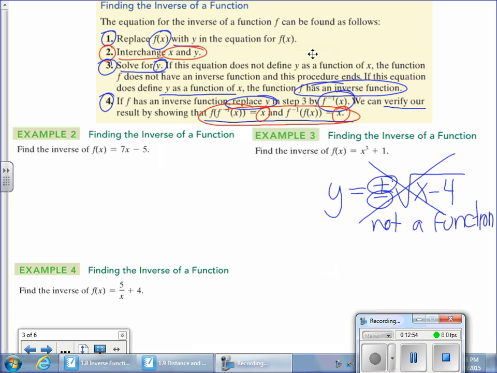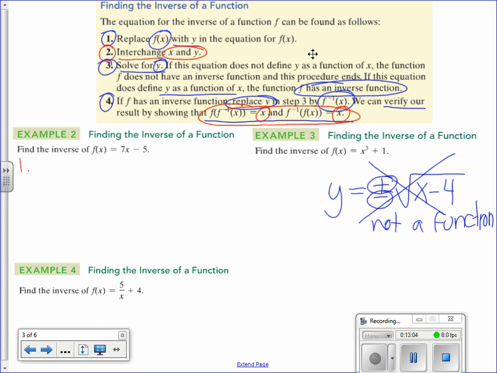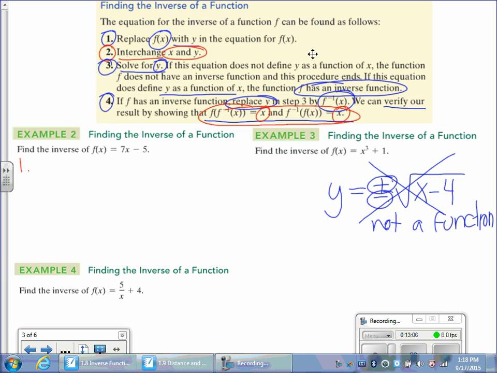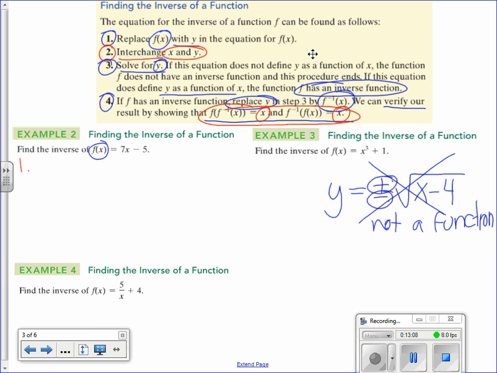Okay, so we're going to solve example 2. We're going to find the inverse of a function. And so we're going to follow the steps. Step number 1, we replace f of x with y. So y is equal to 7x minus 5.